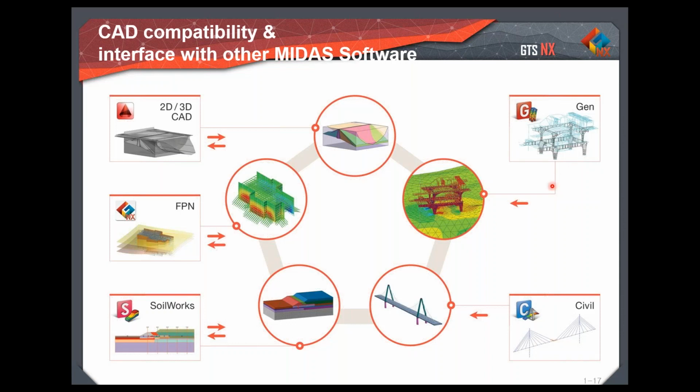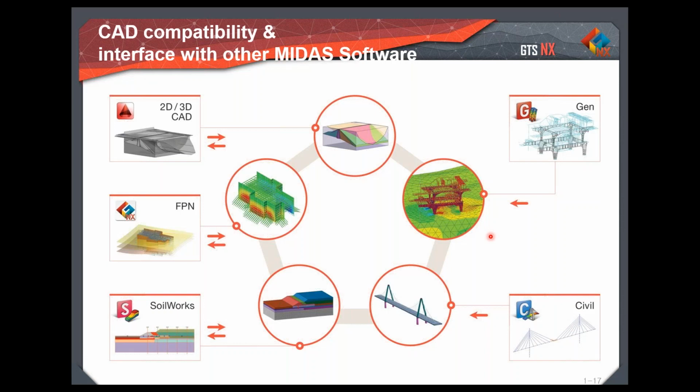So now, as I was saying, we have MIDAS Gen, which is a building and general structural tool, and Civil is a bridge engineering tool. So what we do is we directly import all your models that are present in MIDAS Gen or MIDAS Civil into GTS NX. So in here, we model soil as a continuum. We are not modeling the springs in here. We are modeling a continuum soil.